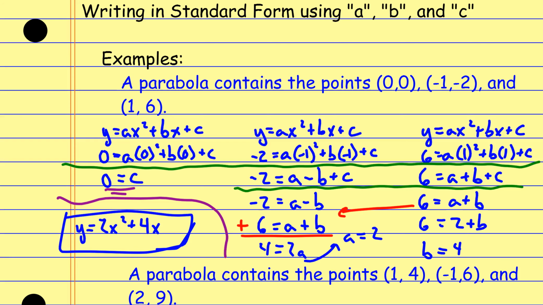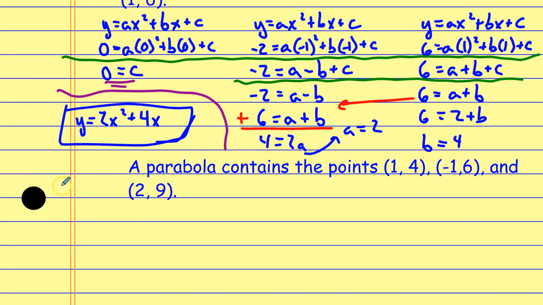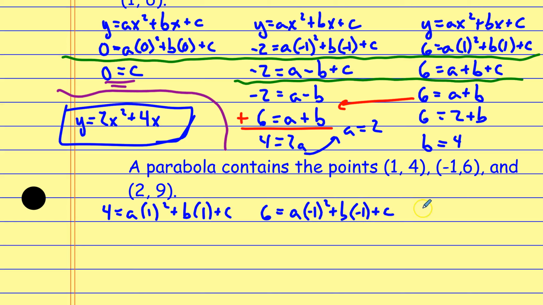If I look at the next one, I do the same thing. I start with the three y equals ax squared plus bx plus c's, and I just plug one of these ordered pairs into each one. So like this one, I would plug the 4 in for y, and I would plug the 1 in for x. The next one, I plug the 6 in for y. I plug the -1 in for x. And the last one, I plug the 9 in for y, and I plug the 2 in for x.